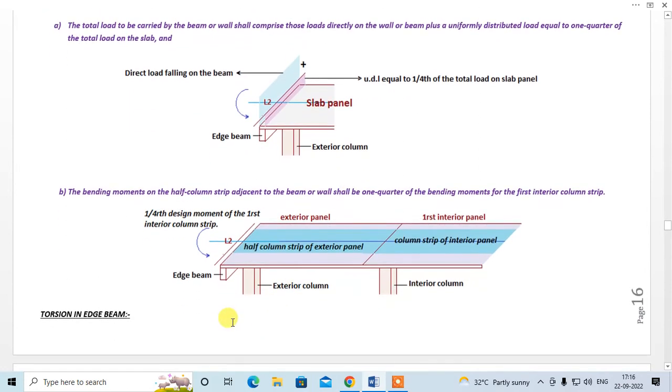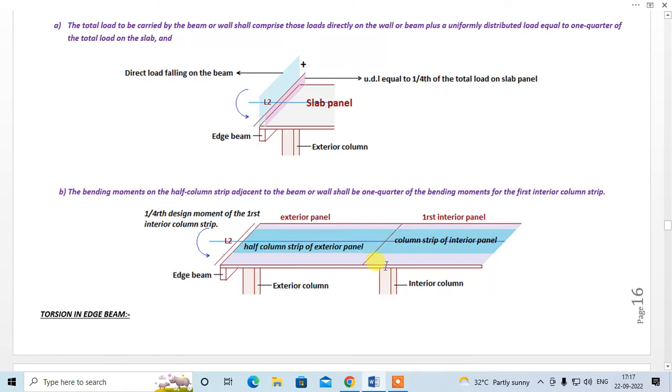Now the second point: for what moment should this half column strip be designed? The code says the bending moment on the half column strip adjacent to the beam or wall shall be 1/4 of the bending moment for the first interior column strip. This is your exterior panel, this is your first interior panel. So whatever design moment you get over here, this half column strip should be designed for 1/4 of this design moment.